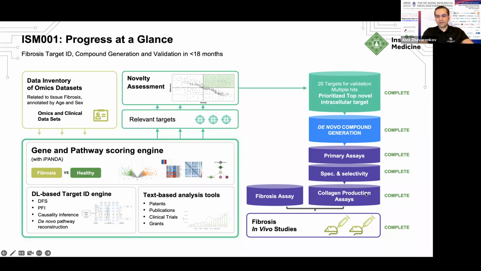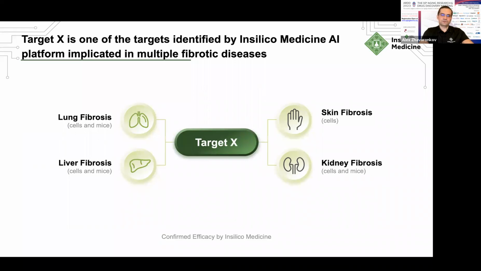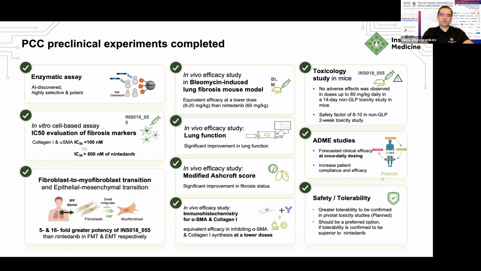All 5 worked, and one target, I'm not disclosing this target yet, but this target so far worked in lung fibrosis, liver fibrosis, kidney fibrosis, skin fibrosis, in cells and mice. For skin fibrosis, we have not nominated a preclinical candidate yet, but for kidney fibrosis and lung fibrosis, we nominated a preclinical candidate. We performed a lot of experiments for preclinical candidates.